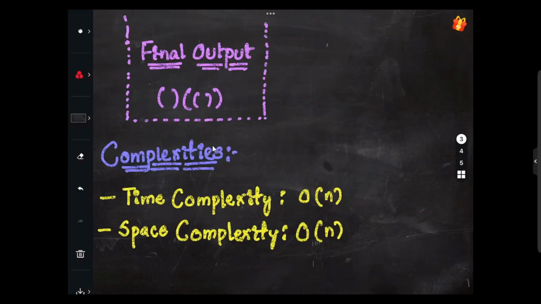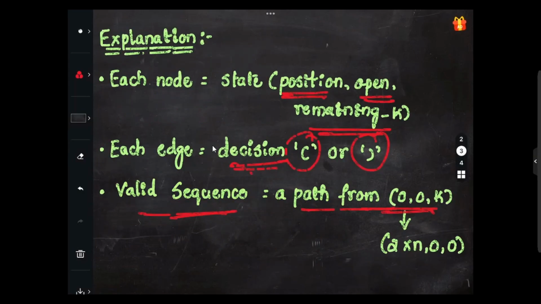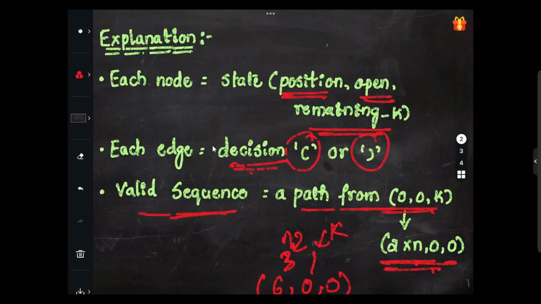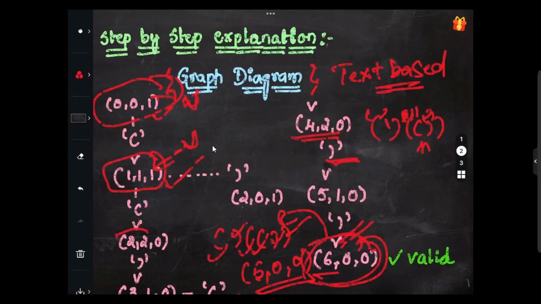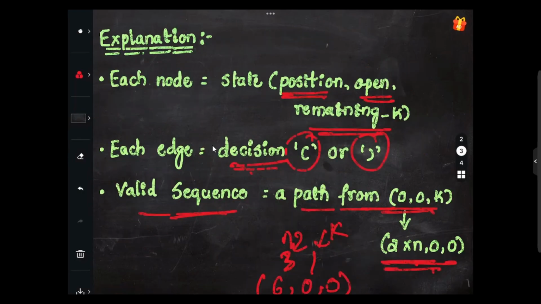So a path from 0, 0, 1 to 2n, 0, 0. 2 into n means 6, since we have been given k as 1 and n as 3. So this will be 2n, 0, 0. What we got here is n into 2, which is 6, and finally 0, 0. So we got 6, 0, 0, which is a valid path.